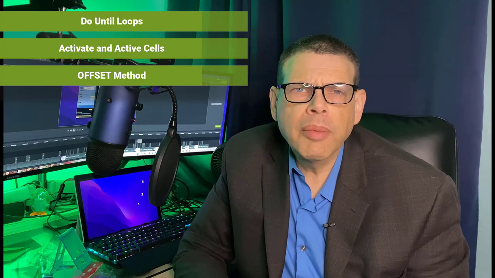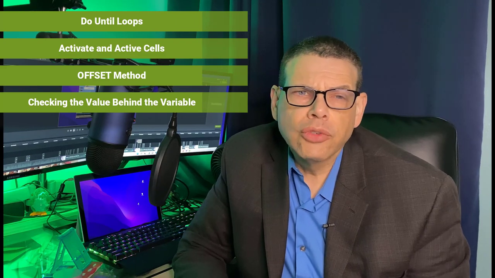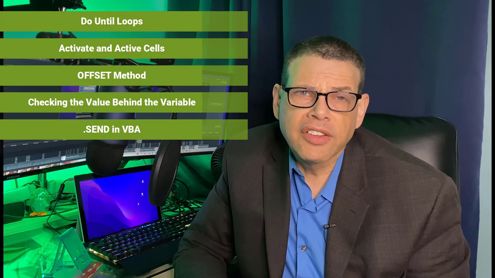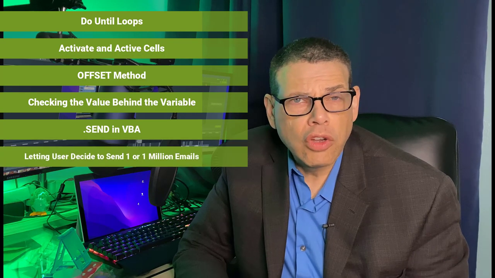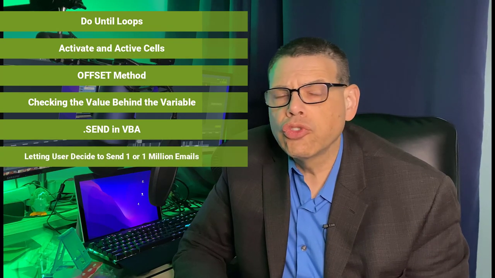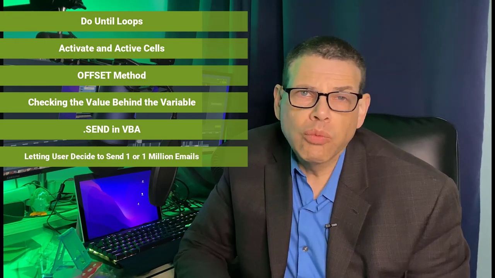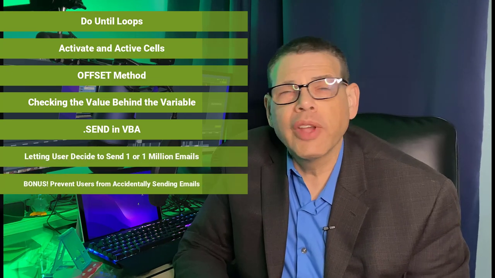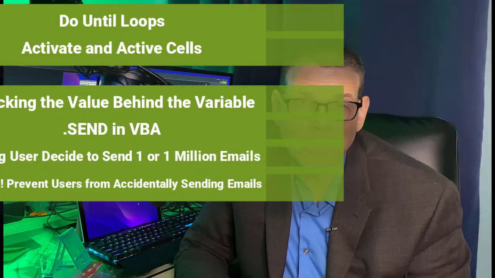So again, we're going to talk about the offset method. We'll talk about checking the value of a variable. We'll show you exactly how to do that. We'll talk about the send property in VBA and how to send the email. Checkboxes. We'll also talk about how you can ask your user, do they want to send one email at a time, or do they want to auto send 1,000,000 emails in one shot? So we'll show you how to develop that. So as a bonus tip, we're also going to show you how to prevent your users from accidentally sending 1,000,000 emails.